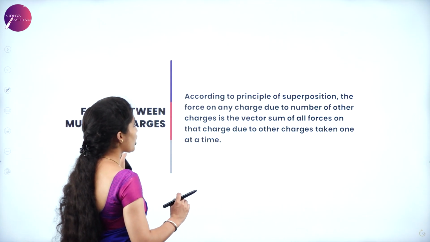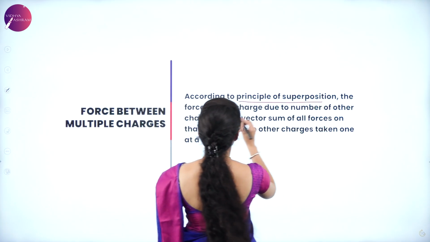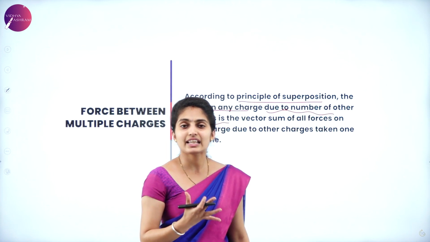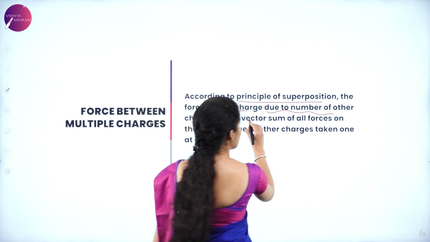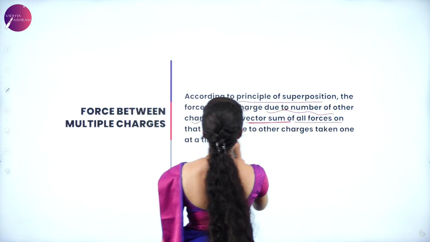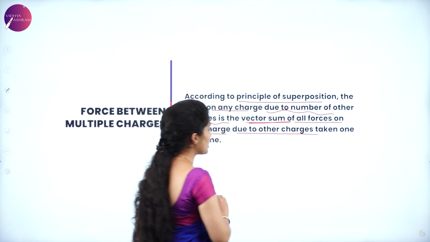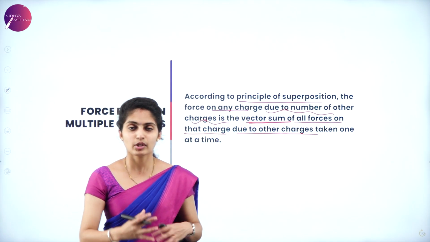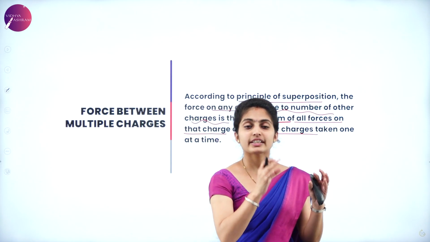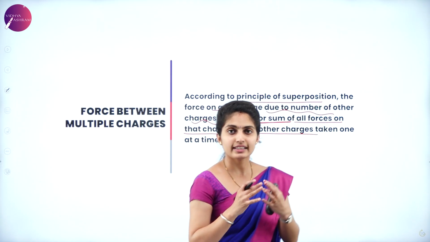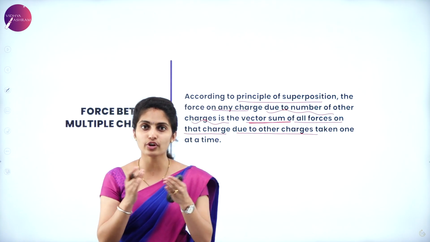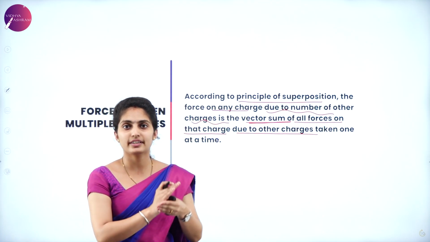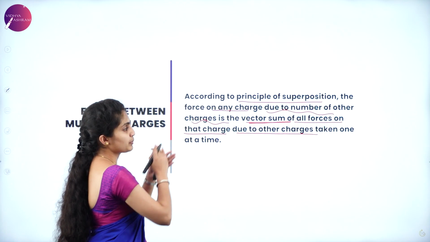Okay, so here according to the principle of superposition, the force on one charge due to a number of other charges is the vector sum of all forces on that charge due to the other charges taken one at a time. We can consider any one charge at a time. So Q1 is acting on Q2. Again, Q1 is acting upon Q3, like that. Two charges are responsible for their forces, correct? So one charge acts on the other charge, each one at a time. So that is all about this principle of superposition.